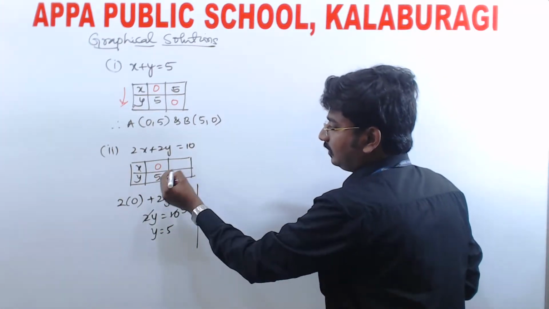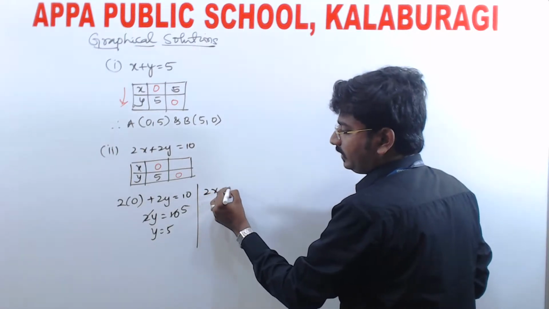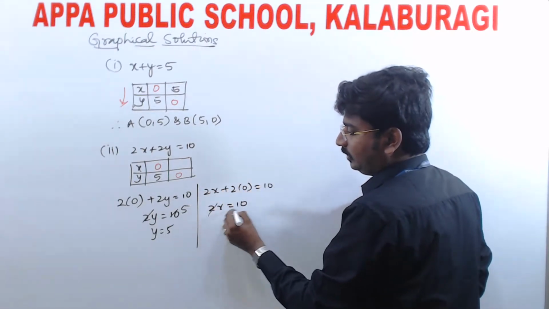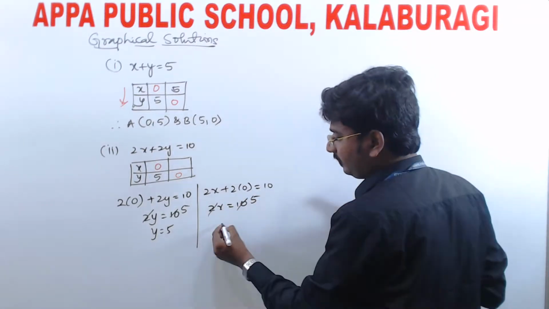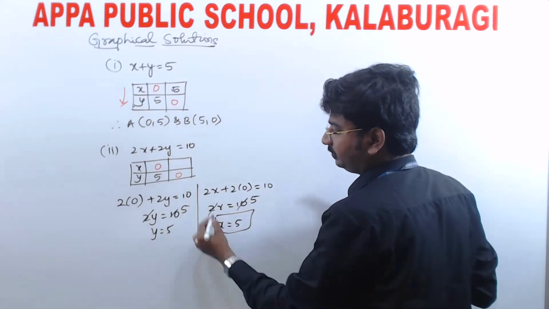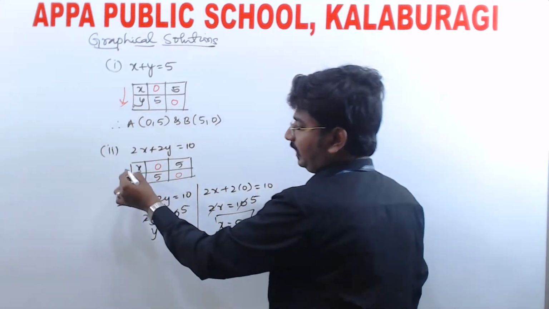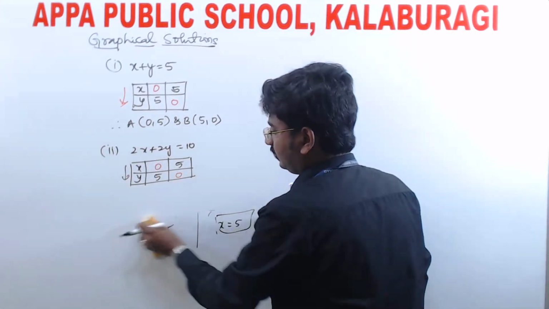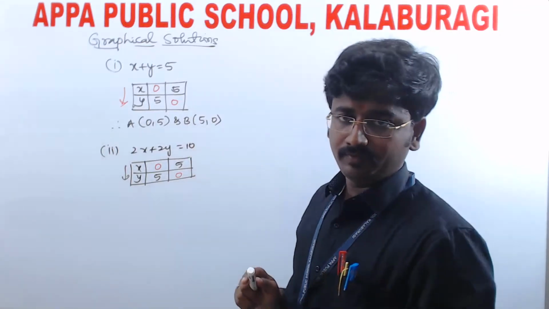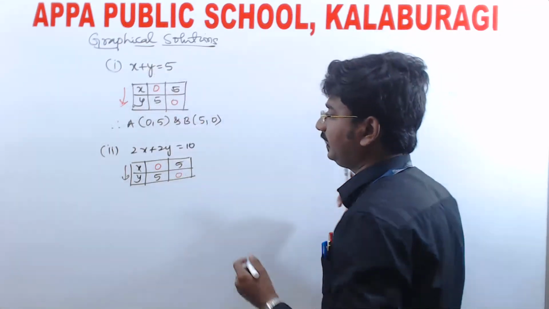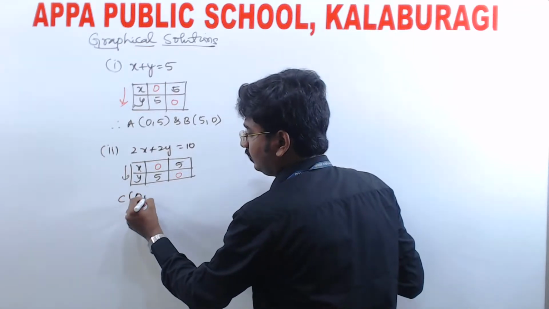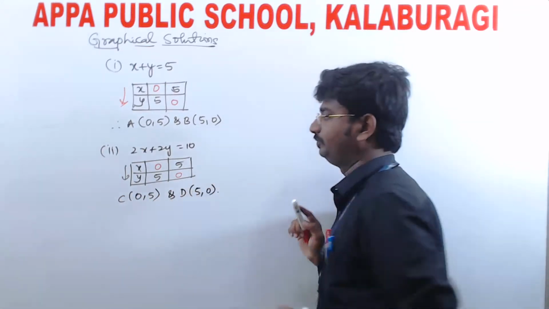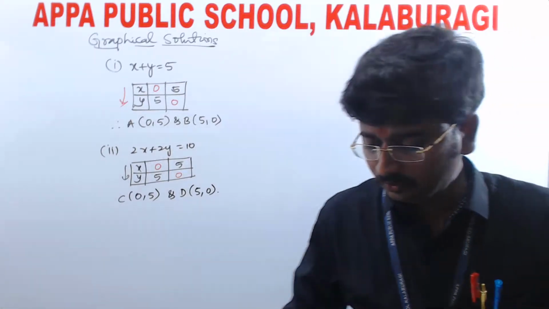Then now take the y value as 0. 2x plus 2 into 0 equal to 10. 2x equal to 10. 2 fives are 10. The value of x is 5. Again, I represent the points in the form of x comma y. If these two points are A and B for the first equation, then for the second I will take C as 0 comma 5 and D as 5 comma 0.